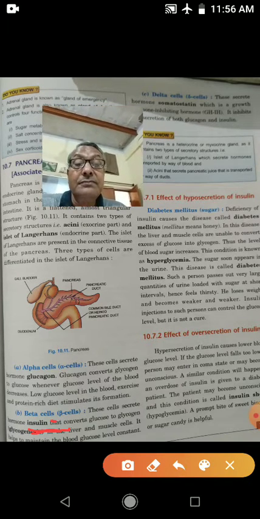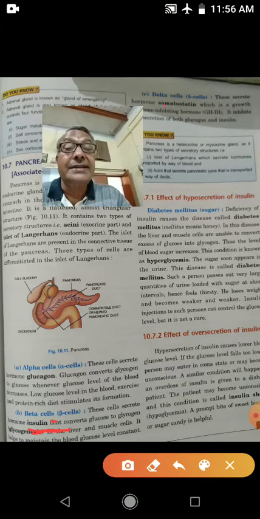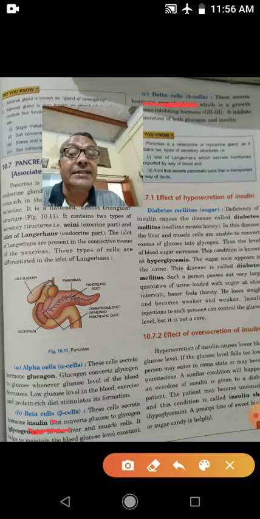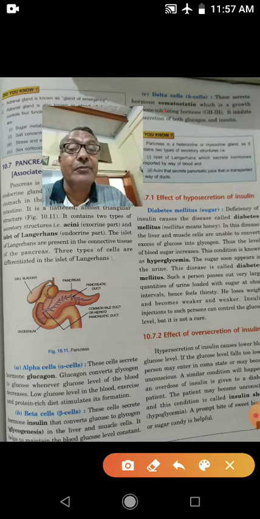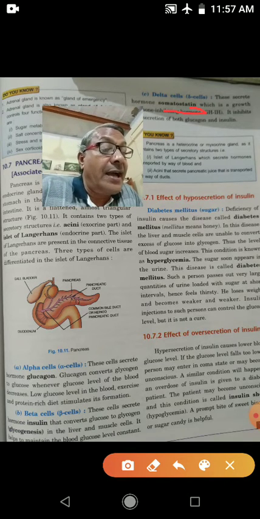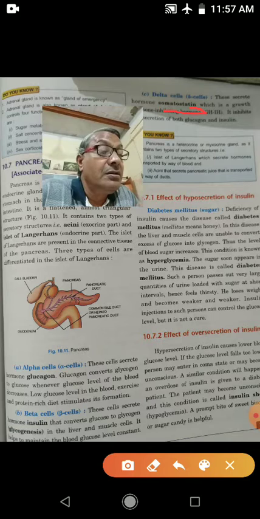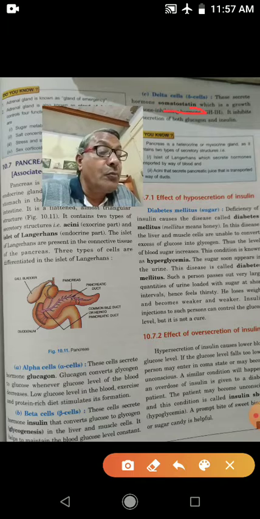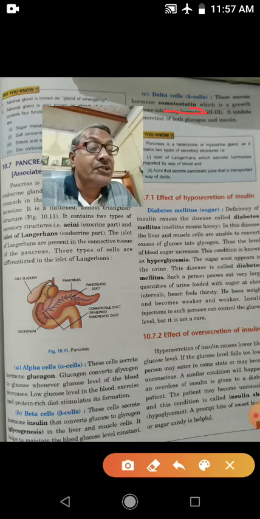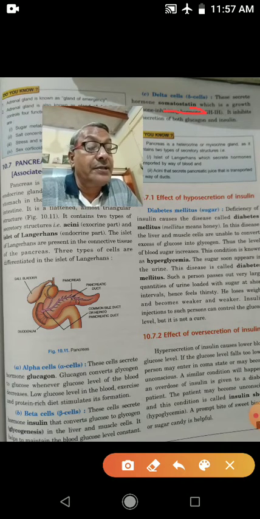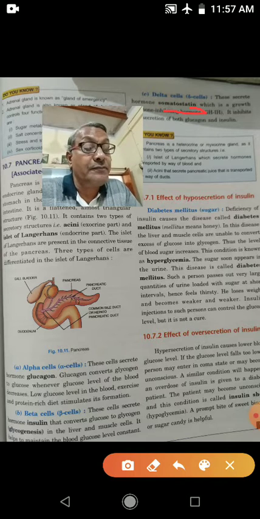There is one more cell present, the delta cell, and this delta cell secretes the hormone somatostatin. Somatostatin is known as growth hormone inhibiting hormone. It stops the secretion of glucagon and insulin, and it stops the secretion of growth hormone. Therefore, it is known as growth hormone inhibiting hormone.